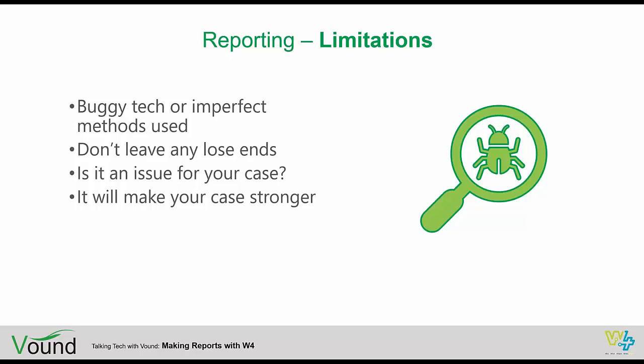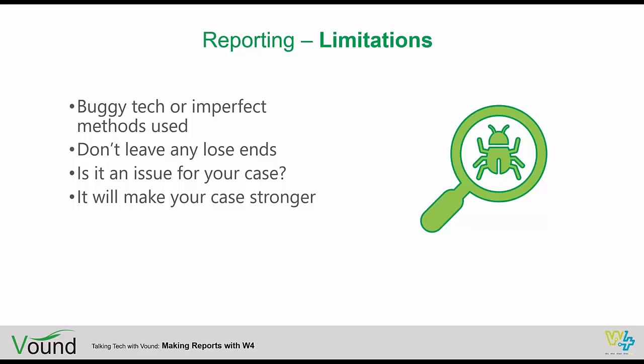So limitations. You always want to include the limitations of your examination. We all know that timestamps can sometimes act a little sketchy, GPS is a little buggy, and things like that. It's your job to make sure that the reader understands the limitations of the technology and the methods that you've used. If you don't address these issues, you're basically leaving yourself open to be attacked on the stand. If the other side knows about the limitations and you didn't mention them, they're going to have a much easier time getting your work thrown out.